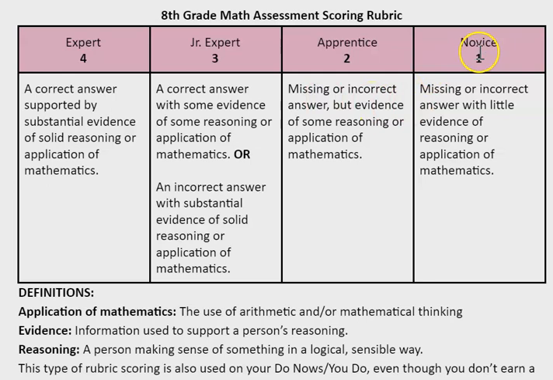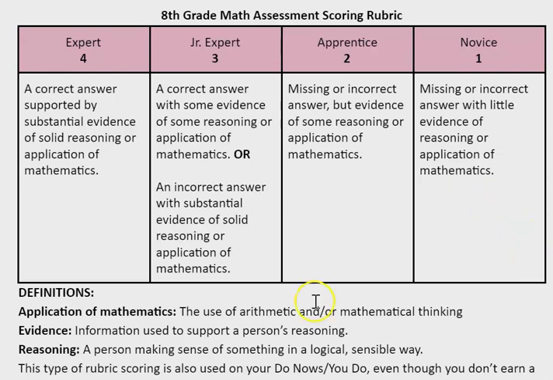Let's look at novice. It says if a student was a novice, or 1 point, what they would have is missing, so no work at all, or an incorrect answer with little evidence of reasoning or application of mathematics. Now, when we say these things, we're like, well, what does that mean? Do not worry. I have samples of a question from an exam. I'm going to go over the novice, the apprentice, the junior expert and the expert with you, so you'll have an idea and a video to reference every time before you take an assessment, or just to understand that.